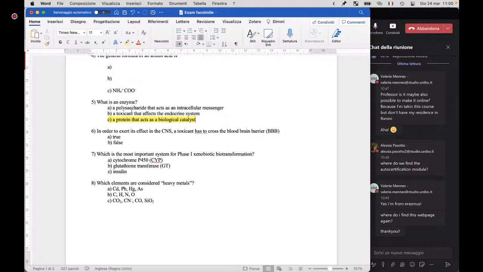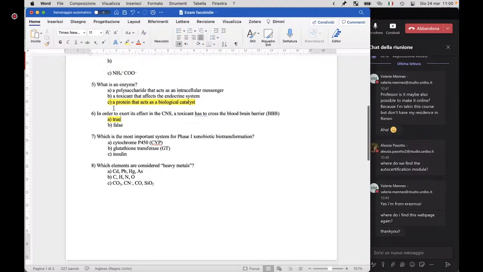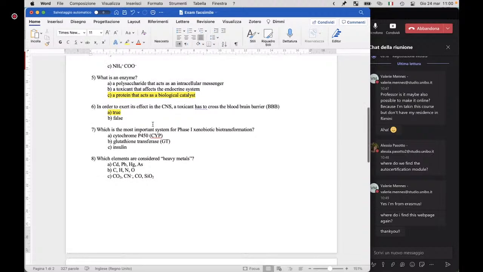Incorrect answer. In order to exert its effect on the central nervous system, a toxicant has to cross the blood-brain barrier. Of course, it is true. It is one of the main actions of the blood-brain barrier to keep toxicants out of the brain, okay?